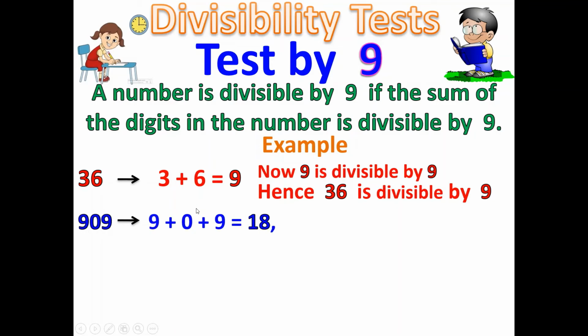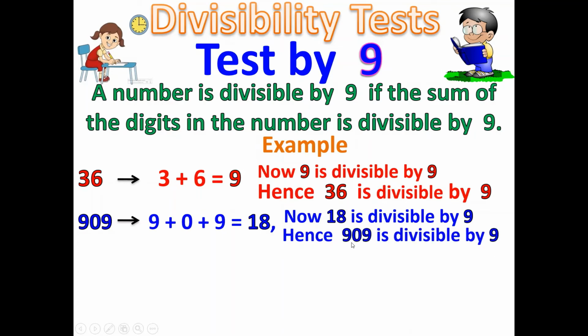Now we go on to another example. Now 909. 9 plus 0 plus 9. 9 plus 9 is equal to 18. Why do I add only 9 plus 9? Because in the 0, whether we add it or not, there is no value of 0. Now 18 is divisible by 9. Hence 909 is divisible by 9.